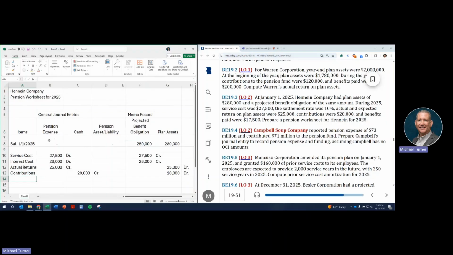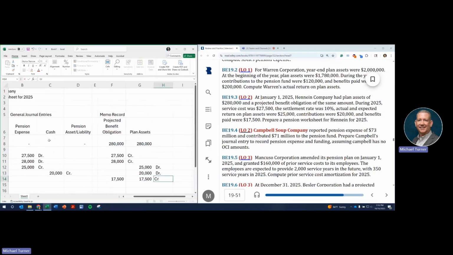So the last thing we see is that benefits paid were $17,500. Benefits paid, so that's going to come exclusively out of the memo record, with the projected benefit obligation being a debit of $17,500, and the plan assets are going to decrease $17,500. So this is via the credit, and over here would be the debit.